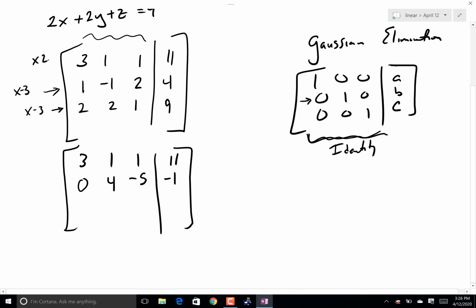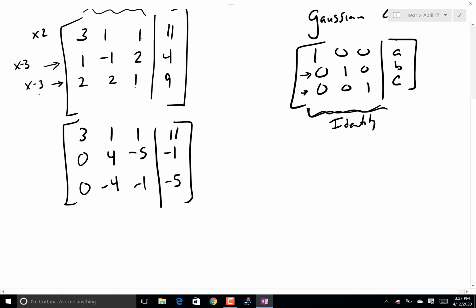So if that were true, I'd get 2 times 3 is 6. This is -6. When I add them, I get 0. 2 times 1 is 2. This is -6. 2 minus 6 is -4. 2 times 1 is 2. -3 times 1 is -3. 2 minus 3 is -1. That's what I meant to say. And then you're going to get 22 minus 27 is -5. So these are taken care of.